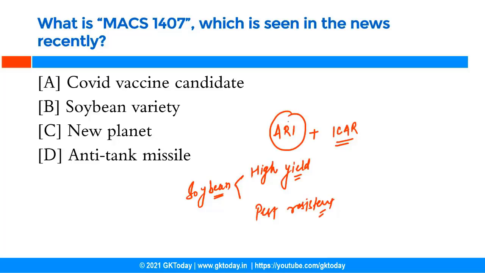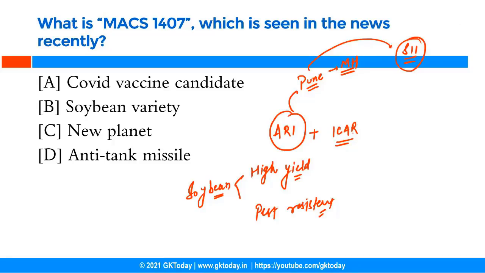Now please note that this ARI, that is Agarkar Research Institute, is in Pune. Pune is in Maharashtra. Recently one more institute from Pune was in news, and it is SII, that is Serum Institute of India. So this is also situated in Pune.